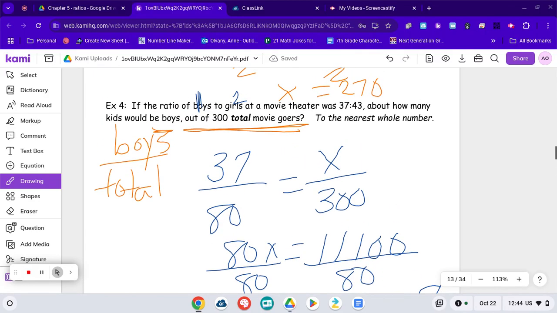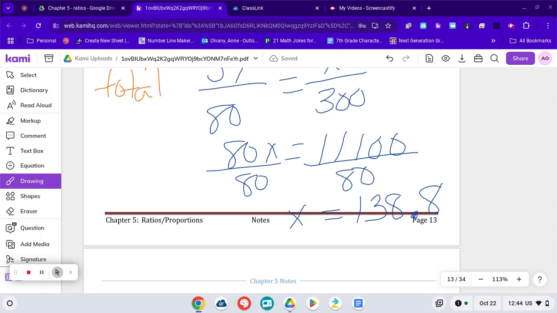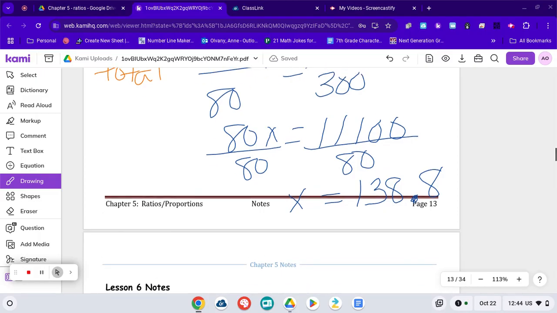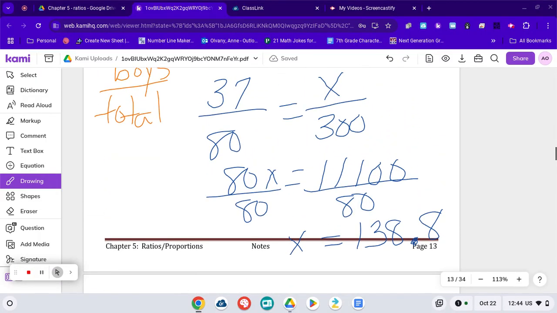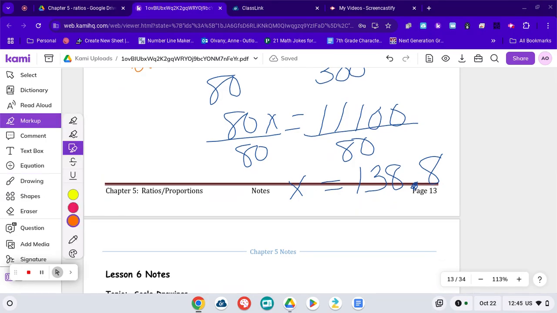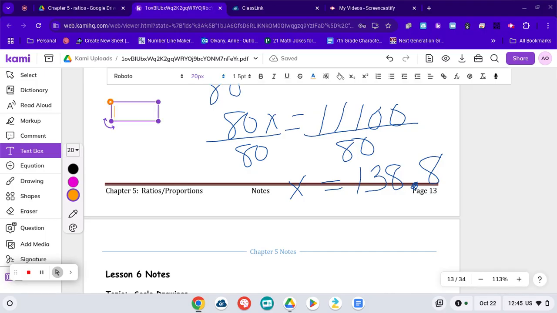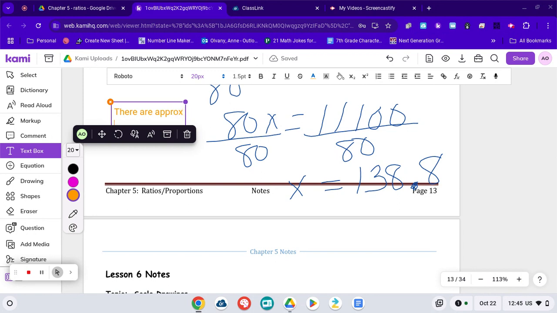Now let's think about this. It says how many kids would be boys. Can you have 138.8 boys? You can't. And this is an approximation. So in this case, it would be okay to say there are approximately 139 boys. Okay? All right.